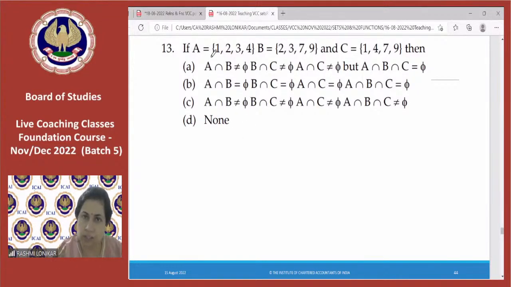They have given us set A, set B, and set C. And they are asking you to find the relations and find out whether it is a null set or not. See, first option is A intersection B is not equal to a null set, B intersection C is not equal to a null set, A intersection C is not a null set, but A intersection B intersection C is a null set. Here they have given all this permutation and combination. So what we will do is start with A intersection B intersection C. Once I know whether that is a null set or not, it becomes easier for me to find out, because that will eliminate one or two options. Okay, so let us see.